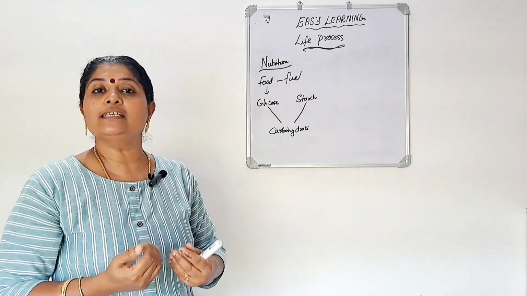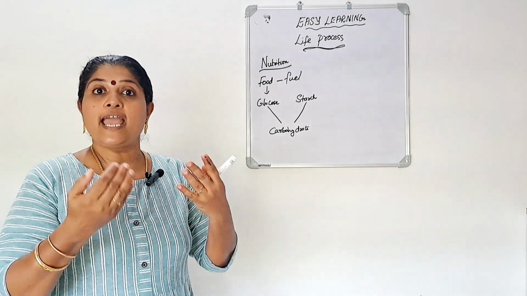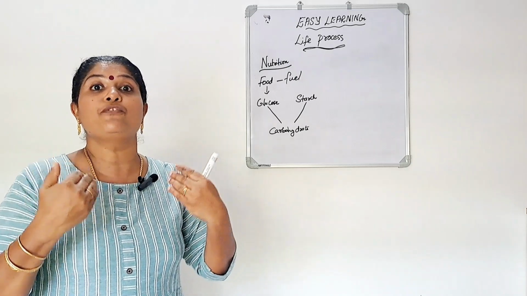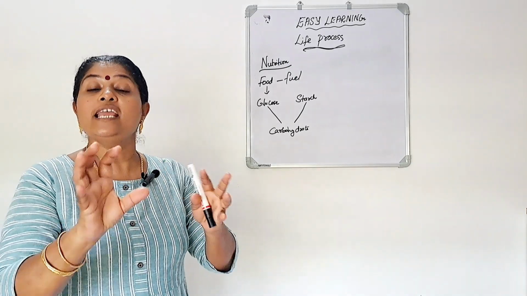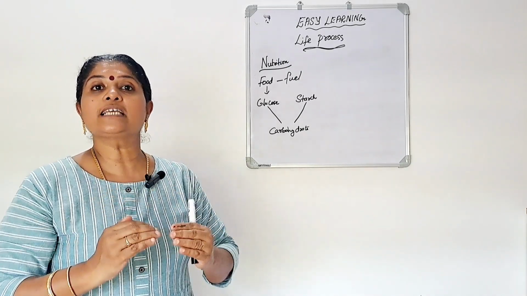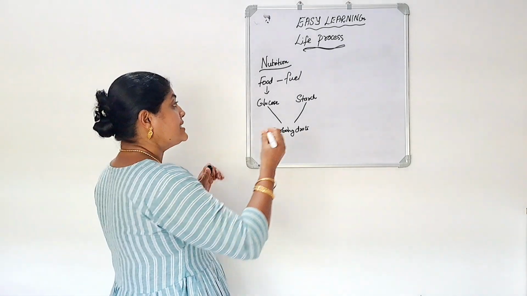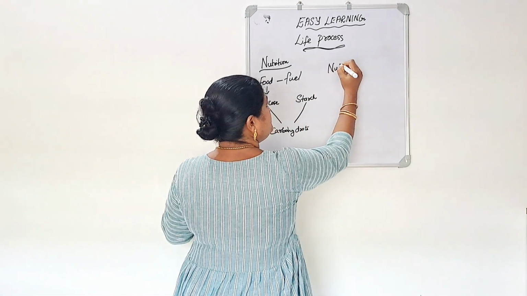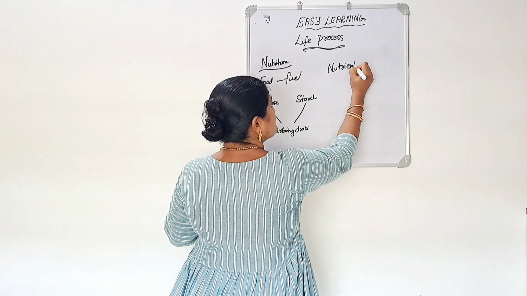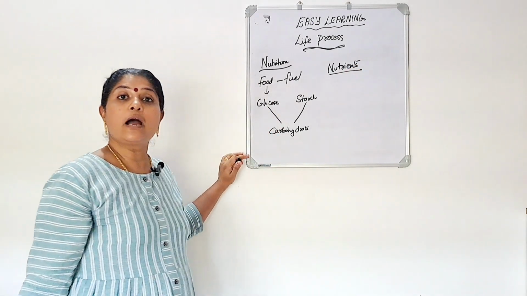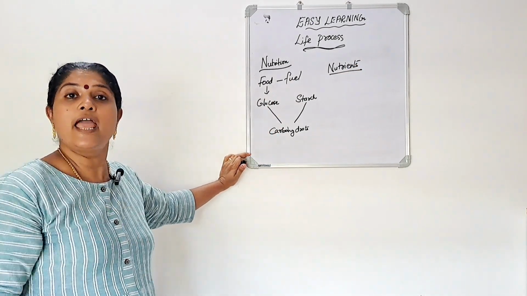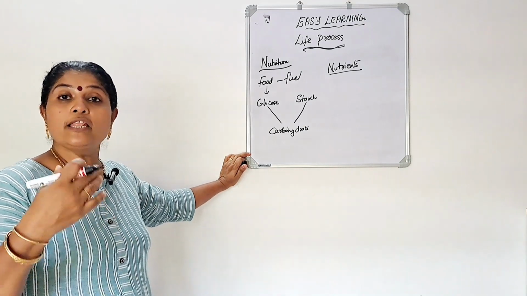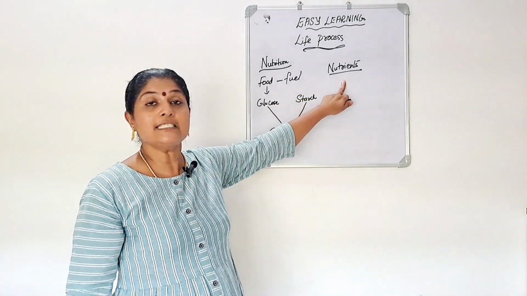So when each organism is consuming the food, what are they taking in? They are taking in all the different components of food. So all these components of food together are known as nutrients. So all the components of food which are taken along with the food, all together, they are known as nutrients.